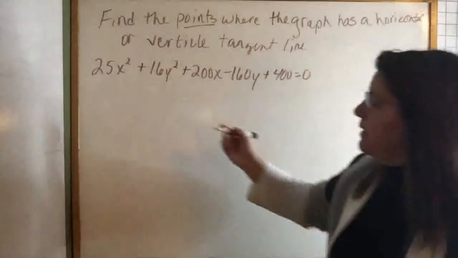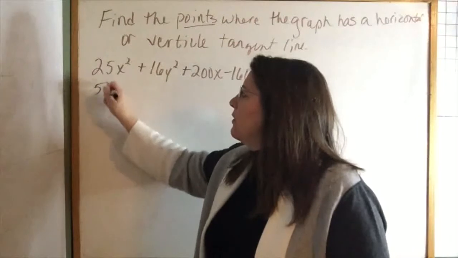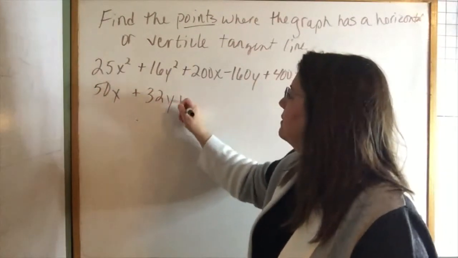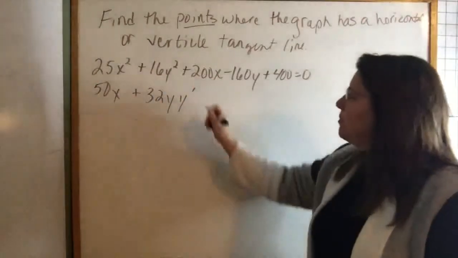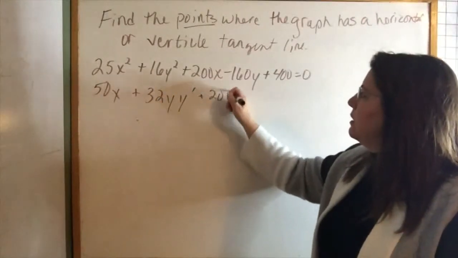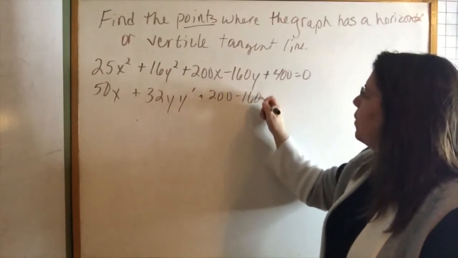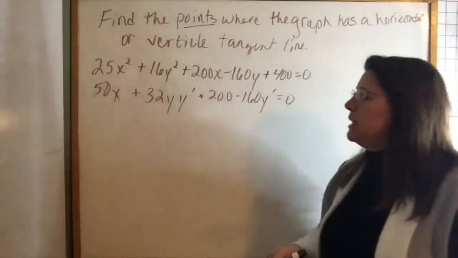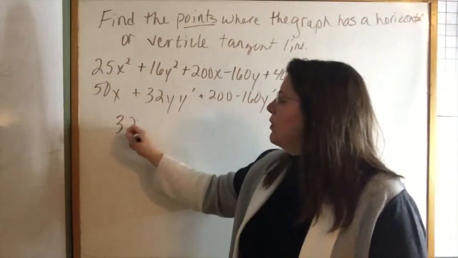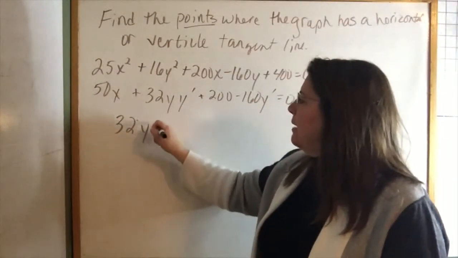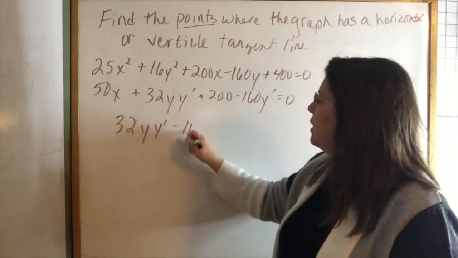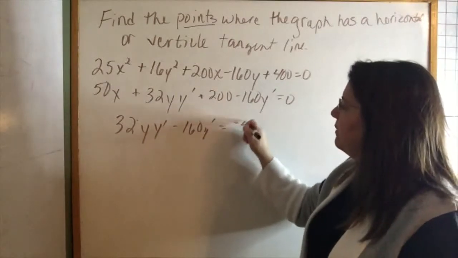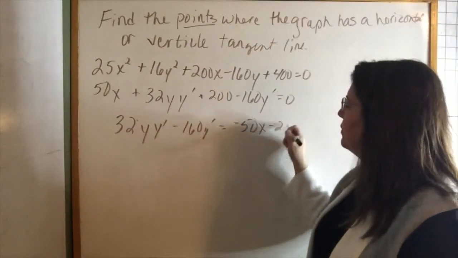So if I take the derivative implicitly, I've got 50x plus 32y times y prime plus 200 minus 160 y prime plus 0 equals 0. I'm going to get the y prime by itself. So I've got 32y times y prime minus 160 y prime equals negative 50x minus 200.